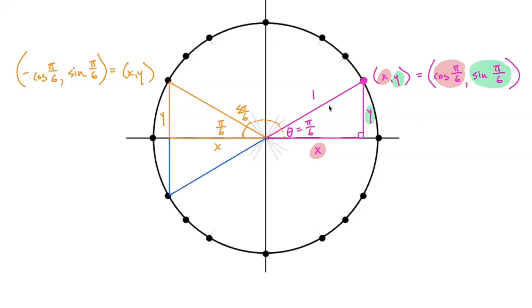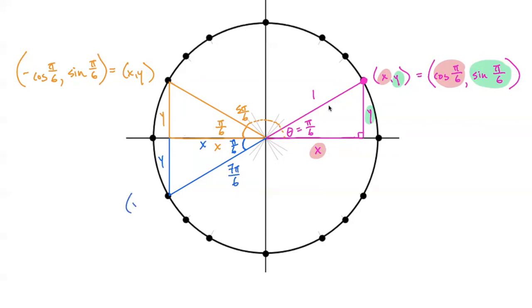This blue triangle. So we have the blue X, we have a Y, the angle in here is π/6, but how big is the angle that starts at this pink line and in the positive direction goes all the way to the blue line? 7 pi over 6. Very nice. So we'll squeeze that in, 7 pi over 6.